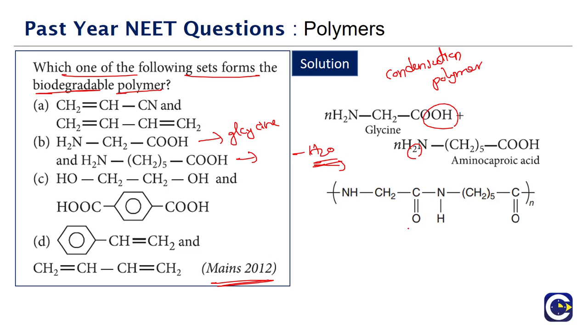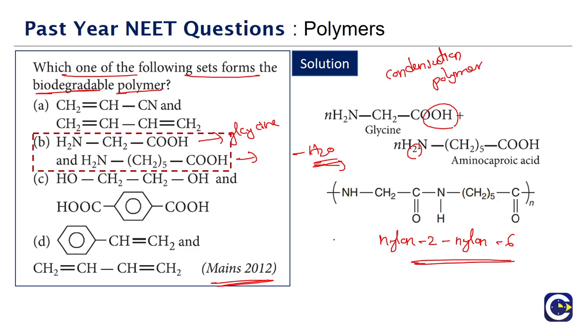So nylon 2 nylon 6 is a copolymer of glycine and amino caproic acid, and we can also take it as an example of condensation polymer because it happens due to the loss of a water molecule. And this is a biodegradable polymer which is used for the stitching of wounds, etc. The other biodegradable polymer is PHBV. Even in one of the other questions we talked about the monomer units for PHBV. So the correct answer for this is option B.